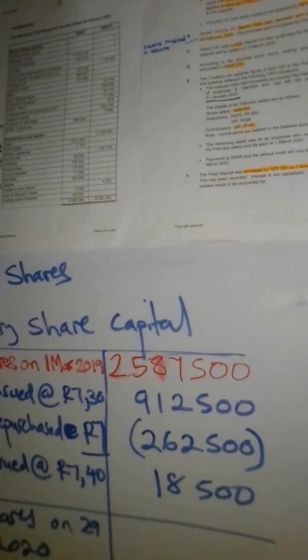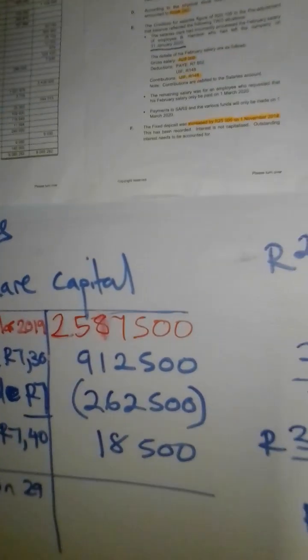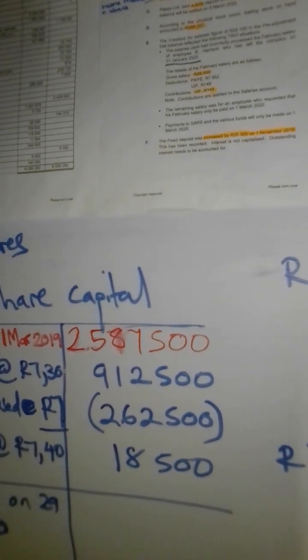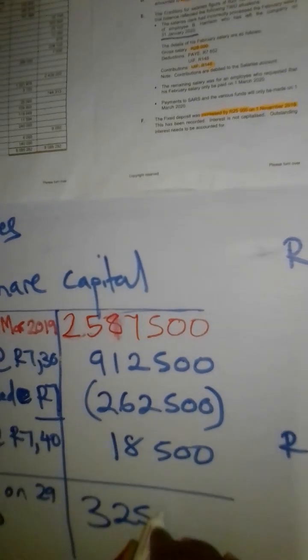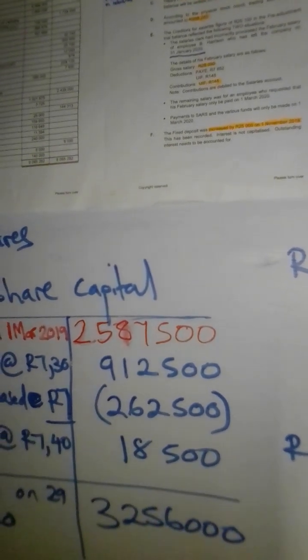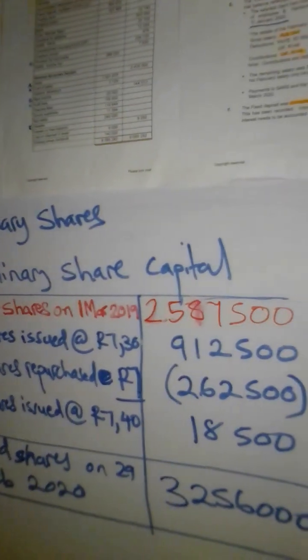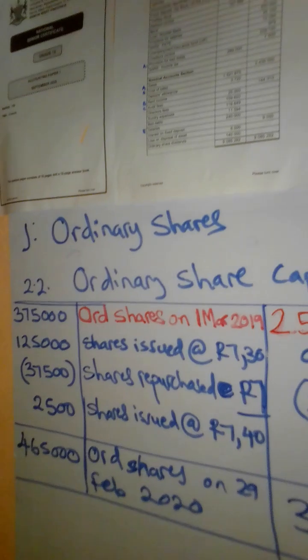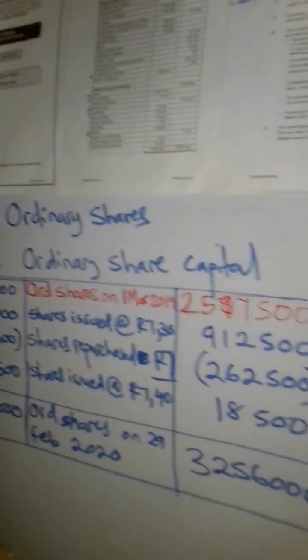And at the same time we also need the amount. So the amount is easy to get. It's this plus this minus this plus this. It will give us something like 3,256,000. So we are done with our note. This note has got 10 marks anyway. So most of the work is actually here on you calculating the average share price.